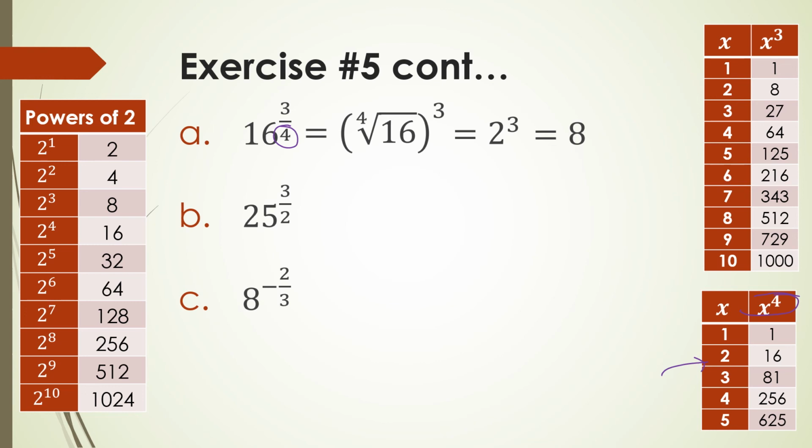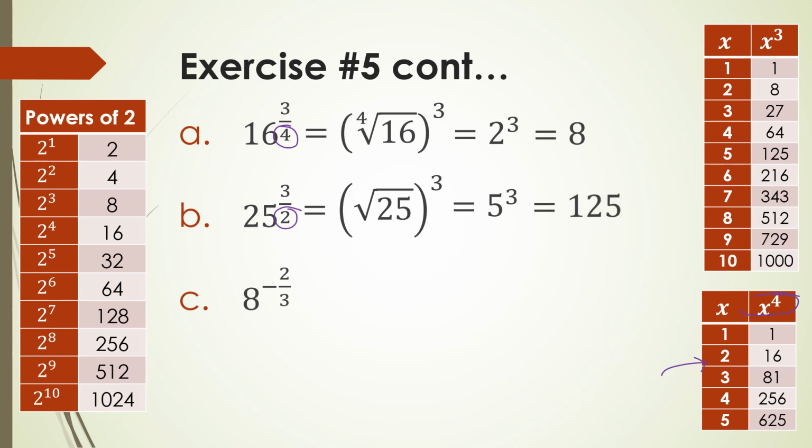All right, so here we go. We have 25 raised to the 3/2. Again, this is your root, so we have a square root, and then we have to take it to the 3rd power. Remember, you don't have to see the 2, because when it's by itself, we know it's a square root. So what's the square root of 25? 5. And then 5 to the 3rd power is 125.